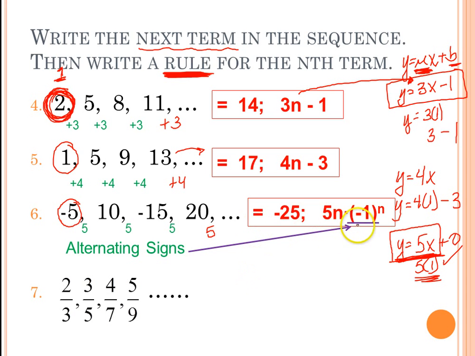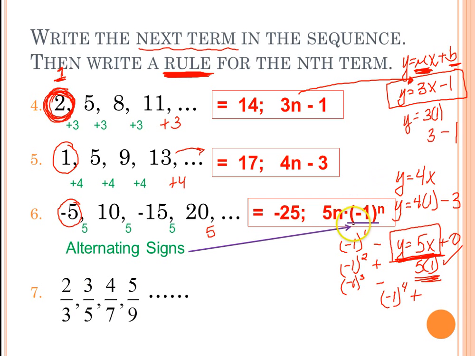But here, this is what's going to get me my alternating signs. We already said the 5n, or the 5x, that was my function. But this negative 1 to the n, how does that give me this positive, negative, positive, negative? N's the power. So if I have negative 1 to the first, my answer is going to be negative. And then if I have negative 1 squared, my answer is going to be what? What's negative 1 squared? Positive. And then the next one would be negative 1 cubed, which is again a negative, and then negative 1 to the fourth is now positive.